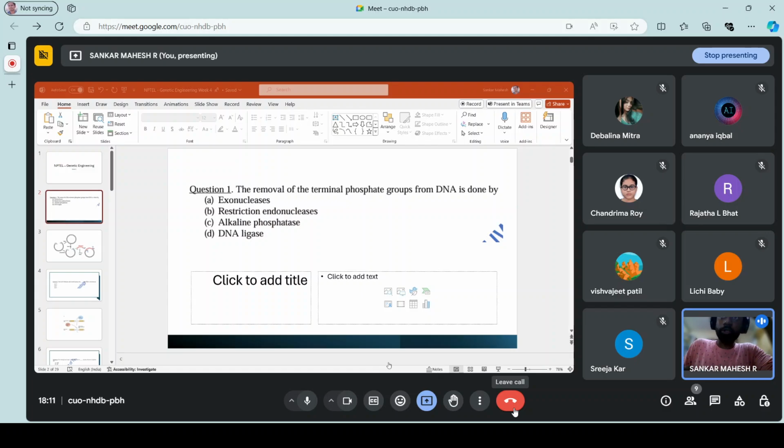Whoever knows the answer can first try justifying why other options are incorrect. We can wait for a couple of minutes and you can start answering.